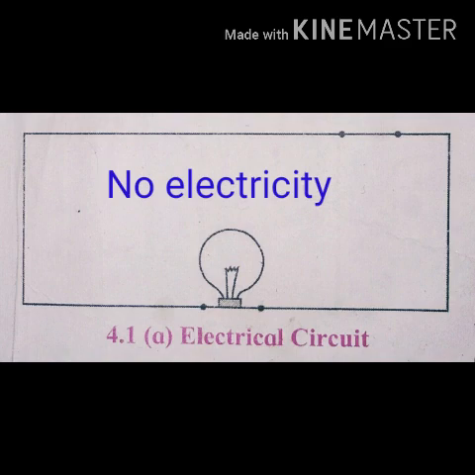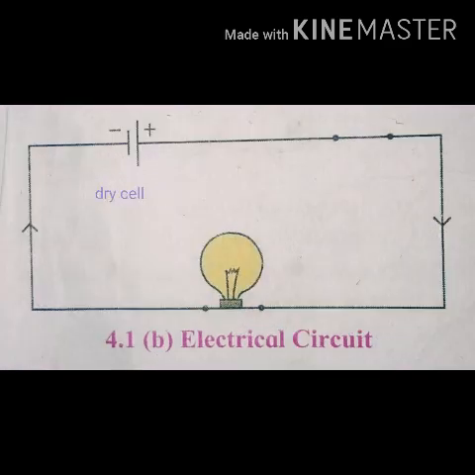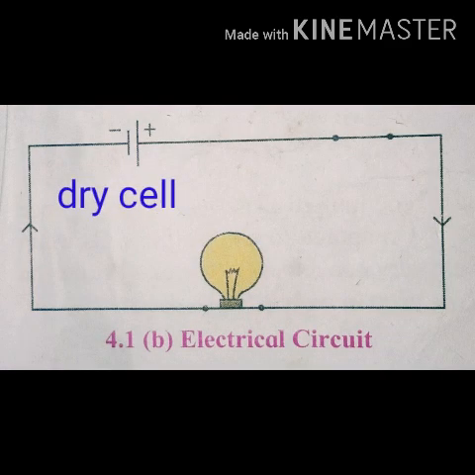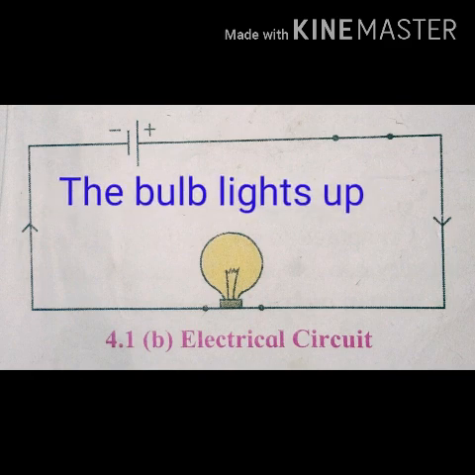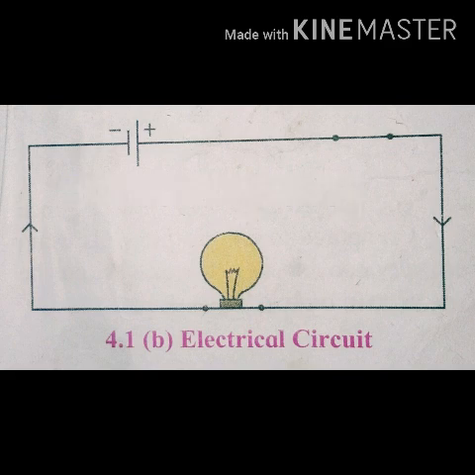Now connect in the same circuit a 1.5 volt dry cell. Here the dry cell is shown by drawing two parallel lines with a positive sign at one end and a negative sign at the other end. As soon as we connect the cell and close the circuit, the bulb lights up. It means now electricity is flowing through the circuit.